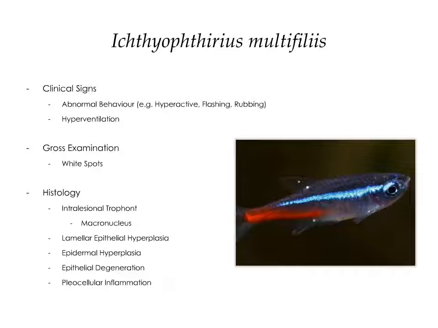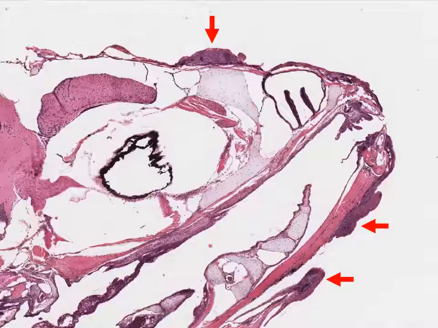The image on the right is an example of white spot disease in a neon tetra. Notice the white flecks on the dorsal and anal fin. This is a sagittal section of the head of a fish. You'll notice several parasitic protozoa that are embedded within the epidermis, along the dorsal aspect of the maxilla and the ventral aspect of the mandible. These are labeled in red.